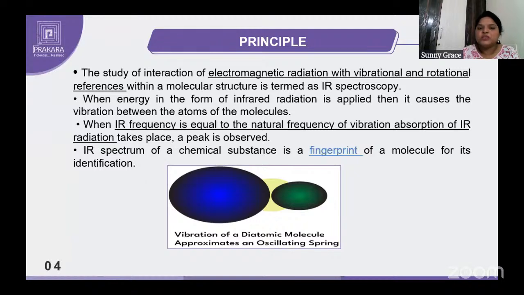Whenever the applied IR frequency is equivalent to the natural frequency of that particular atom, the IR radiation will be absorbed and you will be able to see the peak. So that is the major principle. See, whenever an IR frequency is equivalent to the natural frequency of the vibration, absorption of IR radiation takes place. So a peak is observed, and from the peak, you will be able to determine what is the functional group or what is the bond that is present in that particular molecule. So IR spectrum of a chemical substance is a fingerprint of a molecule for its identification. So basically for structural elucidation, you will be using IR spectroscopy.